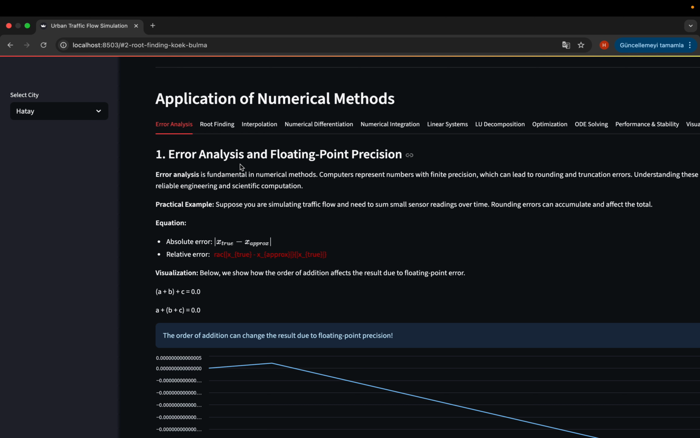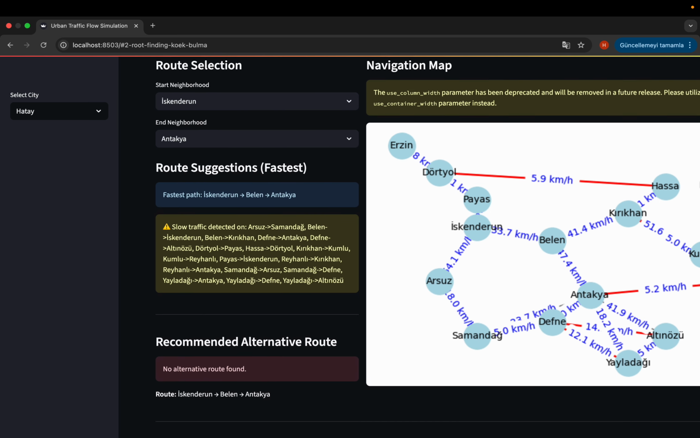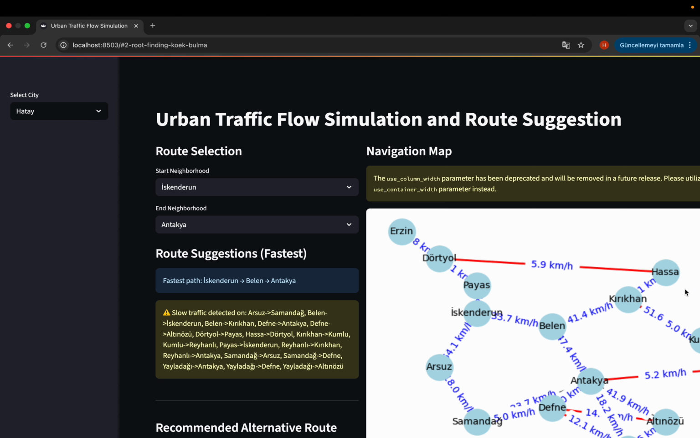We select a critical edge in the graph, perhaps the connection between İskenderun and Antakya, and artificially increase the flow value close to the capacity. Observation: the algorithm still picks the fastest path, the same route, but blindly. However, the congestion-aware path detects the high flow and reroutes accordingly, and the alternative logic is triggered since the primary route is no longer efficient.